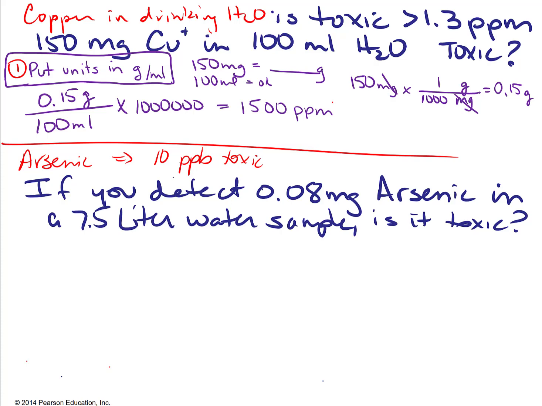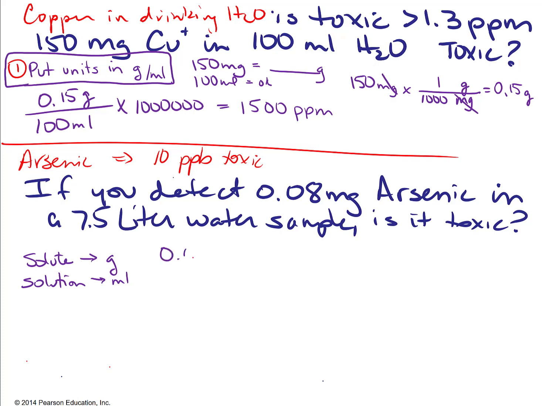So in this one, if you detect 0.08 milligrams of arsenic in a 7.5 liter water sample, is that toxic? So each time, just do the same thing. Take the mass of the solute, put it in grams. Put the solution volume in milliliters. Once you get that, you can divide them, then just multiply it times a billion to get your number.